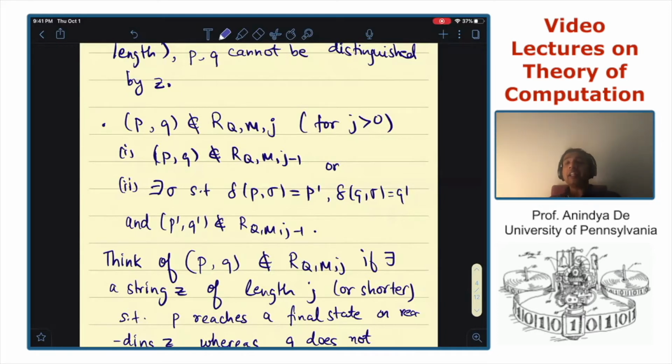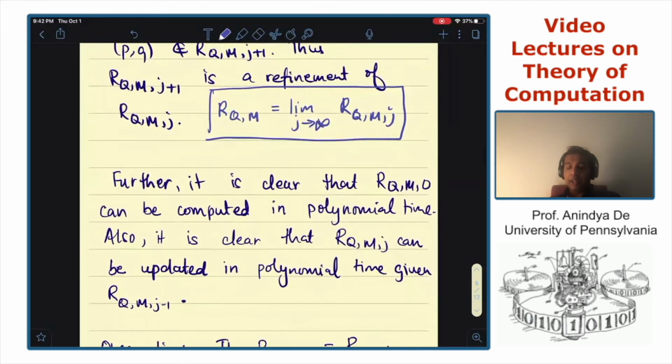Since you can iterate over every pair P, Q and every symbol sigma in time size of Q squared, so the number of states squared, one for each P and Q, times the size of sigma. And then for each of these, you can check whether either condition 1 or 2 holds. Then that means that if you have been given R_{Q,M,j-1}, you can obtain R_{Q,M,j} in polynomial time. So given R_{Q,M,j-1}, you can obtain R_{Q,M,j} in an additional polynomial time.